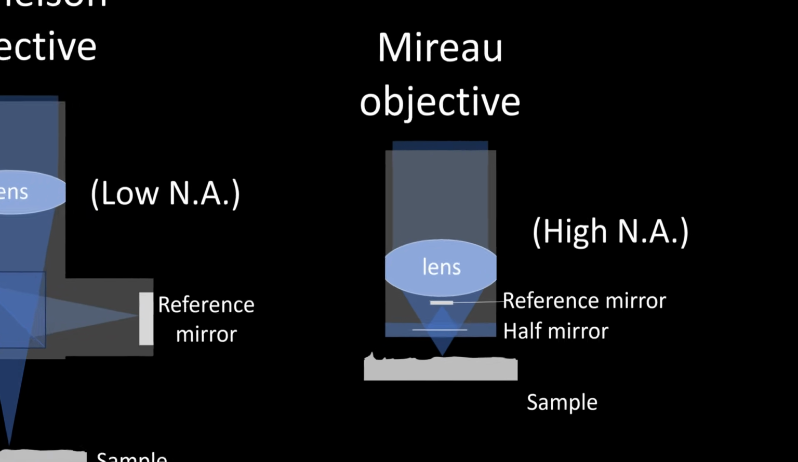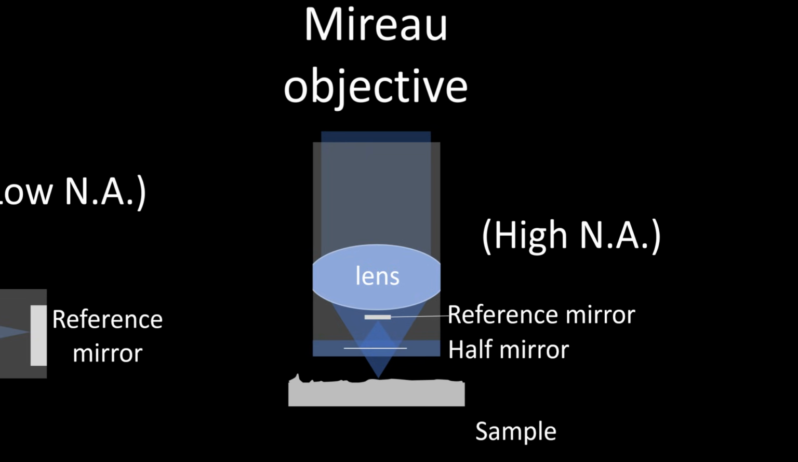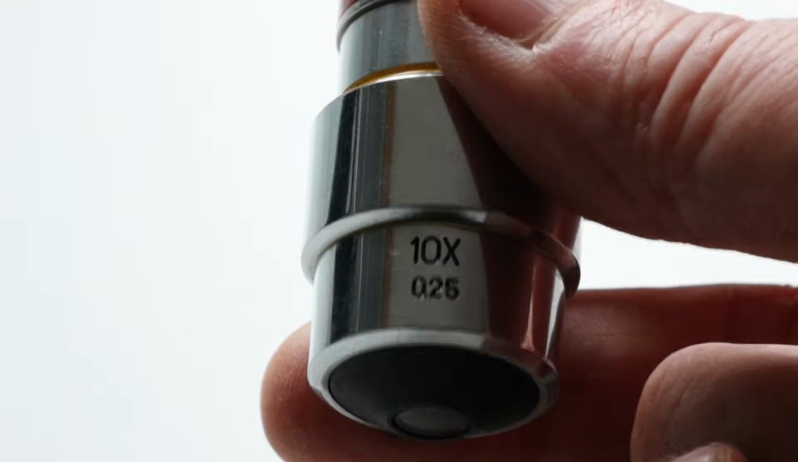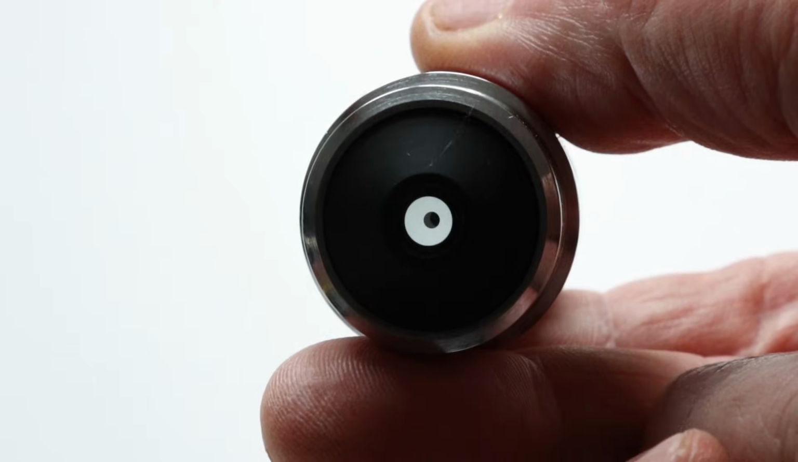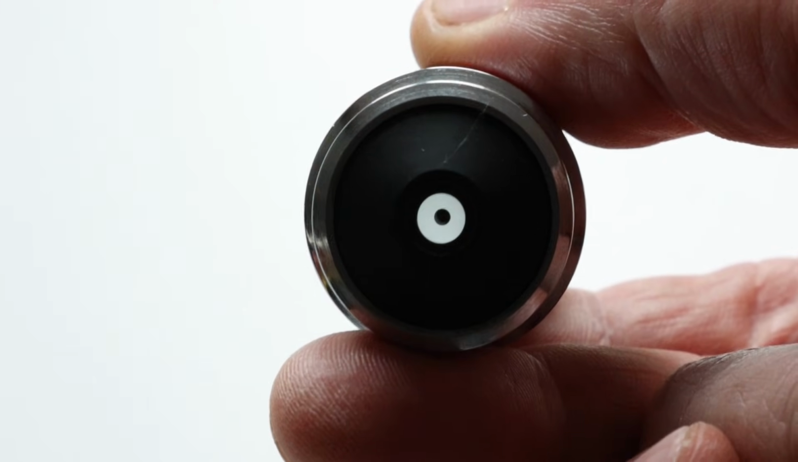Here the beam splitter is a half mirror at the bottom end of the microscope objective. This mirror reflects half of the light back onto a small reference mirror surface inside the microscope objective, which then creates the interference. Here you see an actual Mirau objective. If you look through it, you can make out the reference mirror in the center.